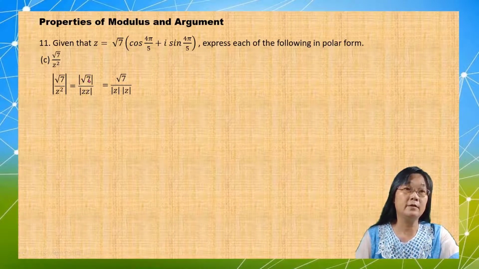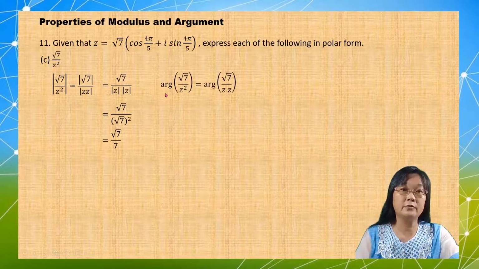And the modulus of a number is the same as the number. So modulus z we can get from here. So finally we will get the answer, that is square root of 7 over 7. Then we go to argument.